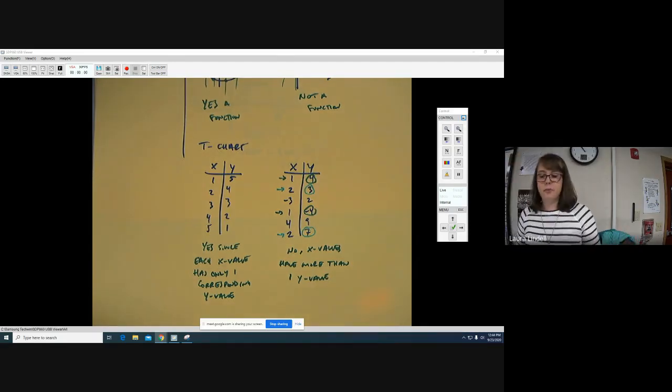You could go and plot those points and use the vertical line test there as well. But on a chart like that, it's easier to just look at the chart and decide. Okay.